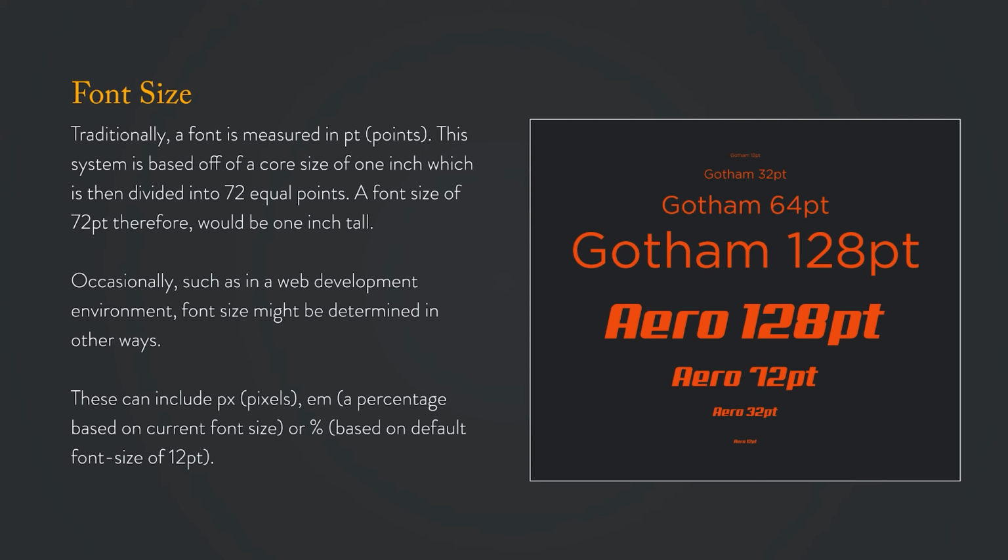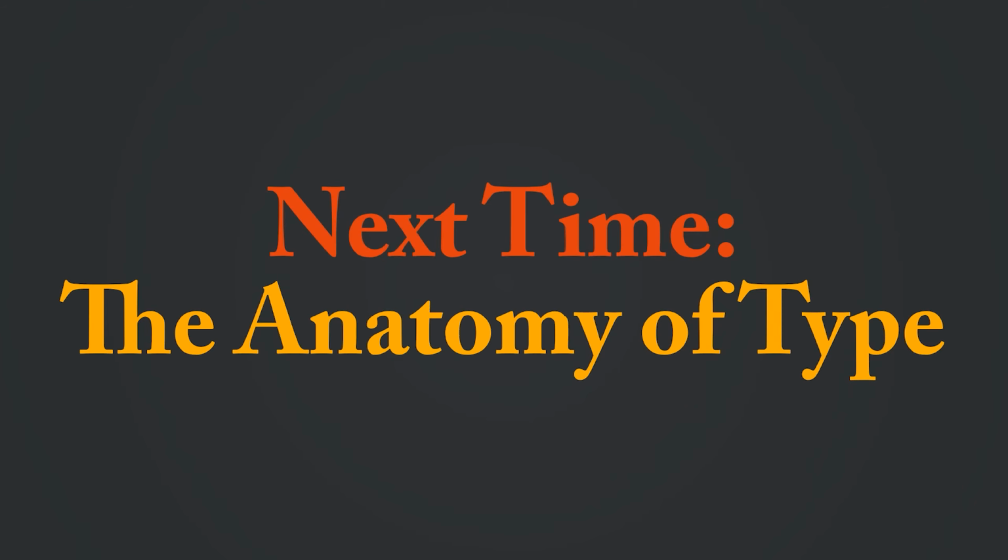So traditionally, a font is measured in points, which I think is equal to a portion of an inch. So an inch is divided into 72 points, and a font size of 72 points, therefore, would be 1 inch tall. So occasionally, the font size might be determined in other ways, such as pixels, or you might have seen ems or percentages, but largely these are all just relative, whereas points is a fixed amount of size.